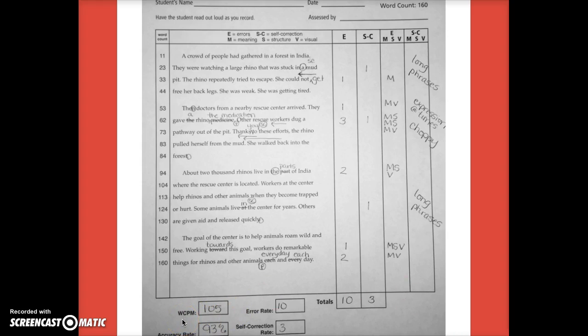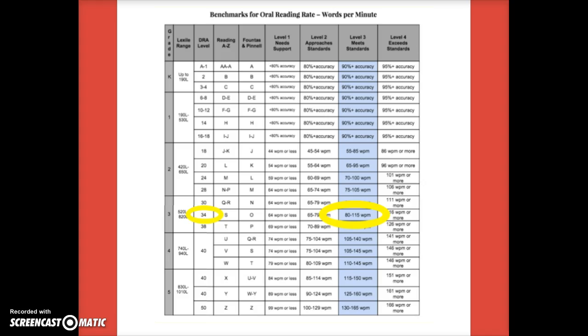Now, sometimes the running record forms will just say WPM for words per minute, and Reading A to Z specifies that it's the words correct per minute. So this student had a 93% accuracy rate on her grade level text. So we took the running record and compared it to the district provided scoring guide for fluency. The student scored right where she should be for mid-year third grade.